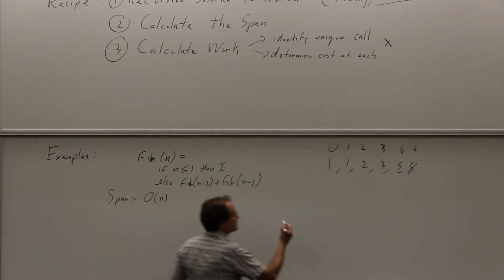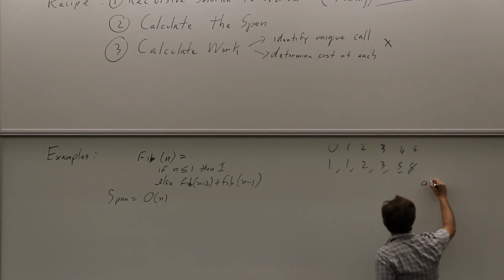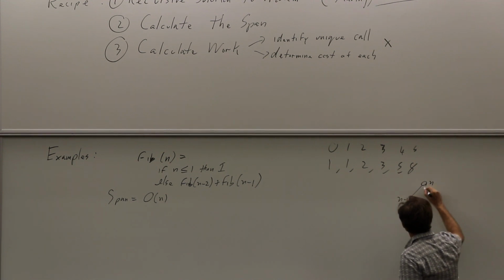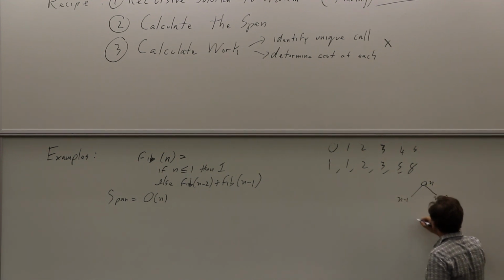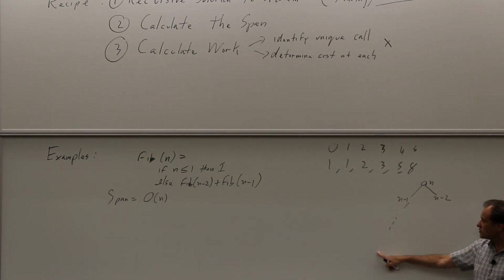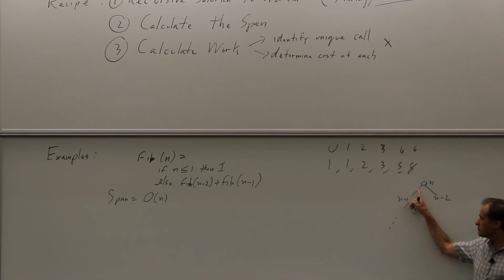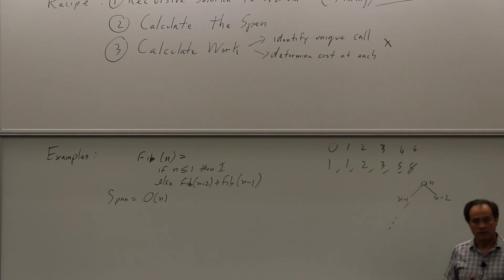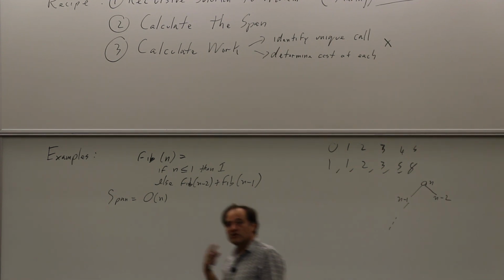Right, because if you look at the recursion tree, we're going to start with n, and we're going to have n minus 1, n minus 2, etc. And the longest path, this leftmost branch here, is going to have depth n. It's decreasing by 1 on each step. Okay, we're done. That's the span, both with sharing and without sharing. It makes no difference.